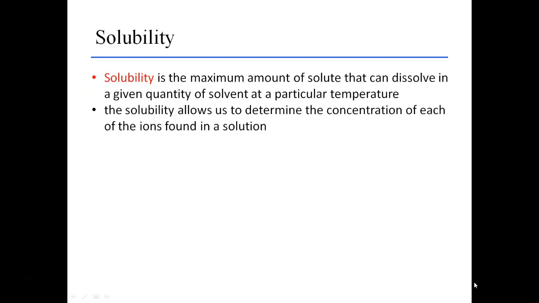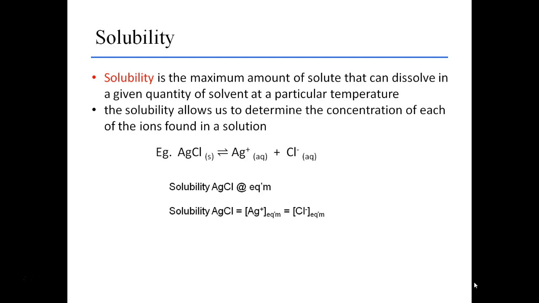Now, last year we talked about solubility as being the maximum amount that will dissolve at any given temperature. If we know this maximum amount that will dissolve, it allows us to determine the concentration of the ions. For example, if I have my silver chloride equilibrium, the concentration of my silver ion and the concentration of my chloride ion, both at equilibrium, will be equal to the solubility of the silver chloride.